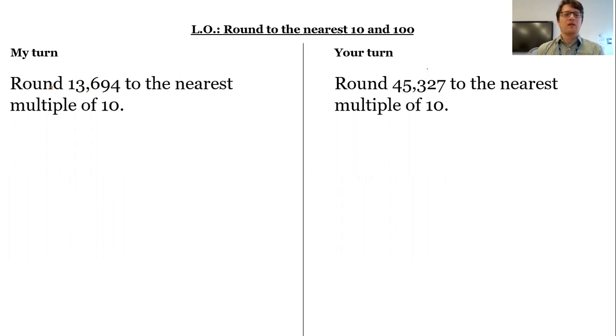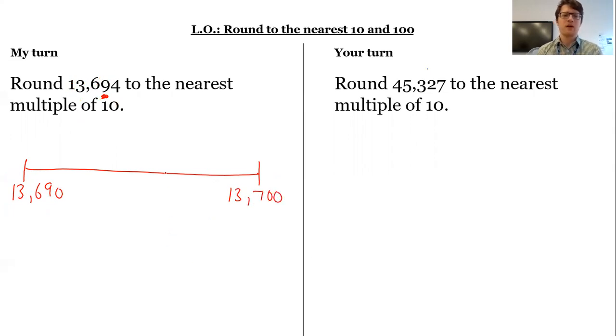So we're going to start by rounding 13,694 to the nearest multiple of 10. So I'm going to draw my number line. And I need to work out what are the multiples of 10 on either side of 13,694. So I can see here, 13,690, well, that's my lower multiple of 10, the multiple of 10 just below. So then the next multiple of 10, I just need to add 10.